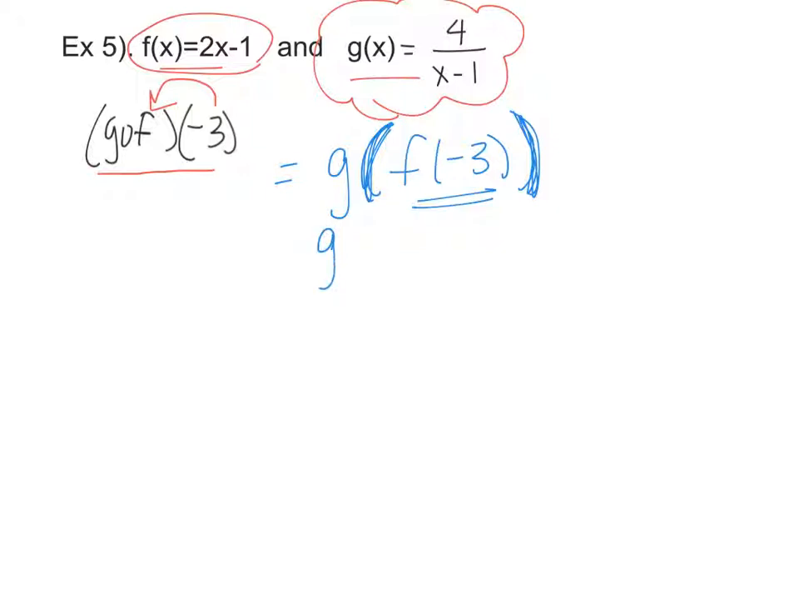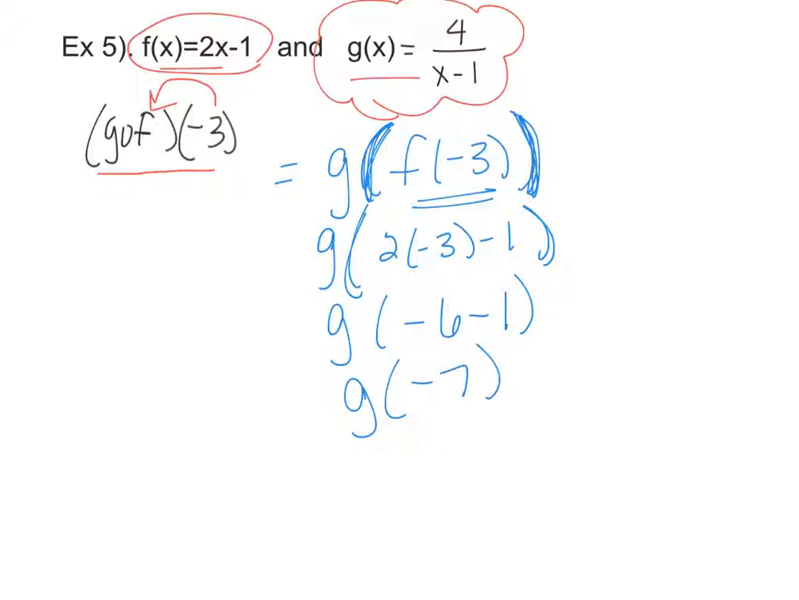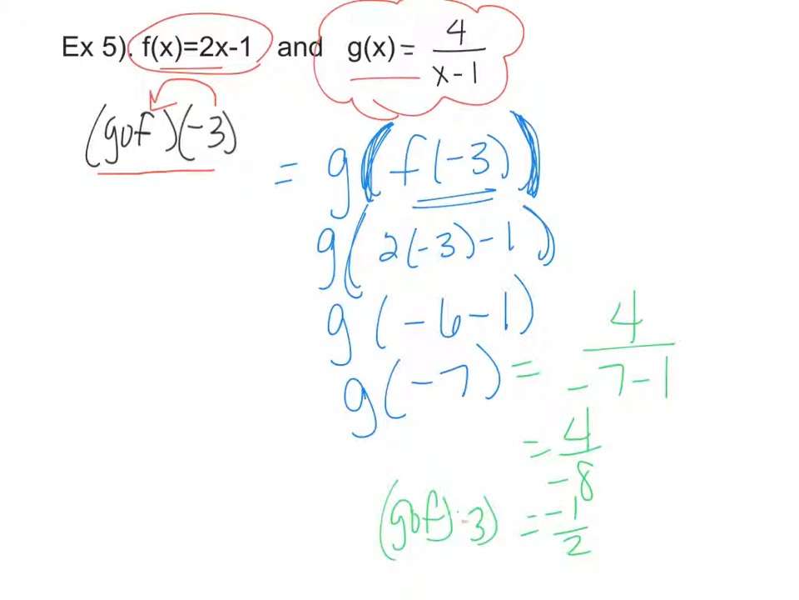So now I'm going to plug my negative 3 into my f function. So 2 times negative 3 minus 1, and do the work. So g of negative 6 minus 1. So I'm really finding g of negative 7. And that is what I plug into my g of x function then. So I have 4 over negative 7 minus 1. So that is 4 over negative 8, giving me negative 1/2. So g of f of negative 3 is actually negative 1/2. Pretty cool, right? It's not that big of a deal. You're just going to take one and plug it into the other. Let's check this out.